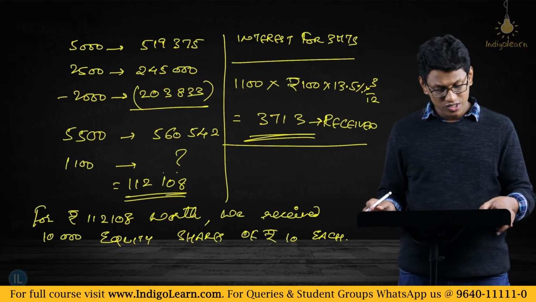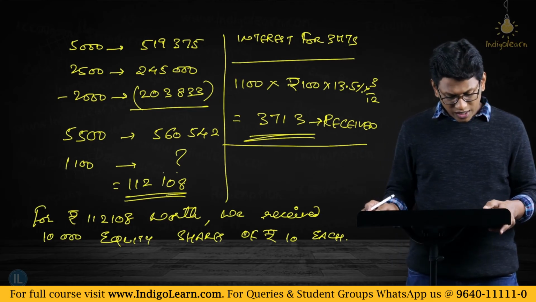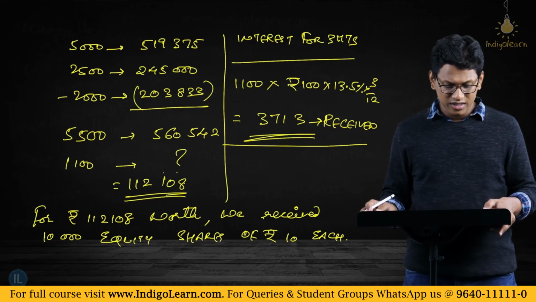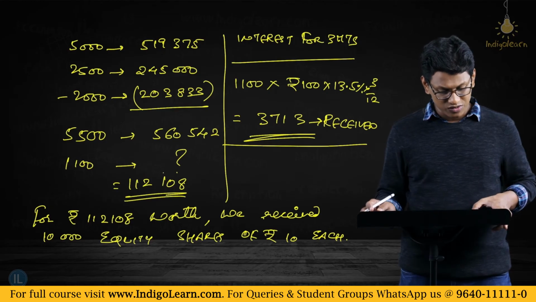Now go back to the question. What does the question say? Market value of debentures and equity shares at the close were 106 and 9 respectively. Prepare debenture investment account and equity shares investment account.